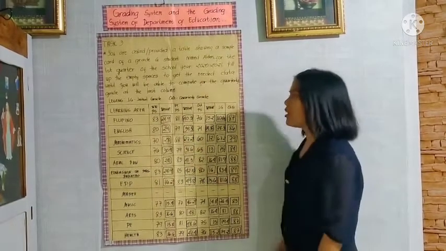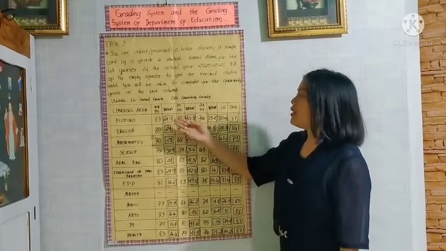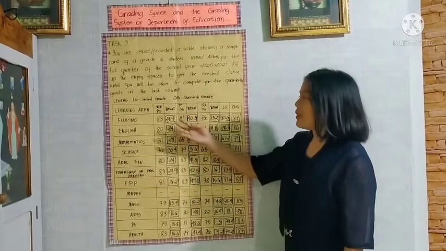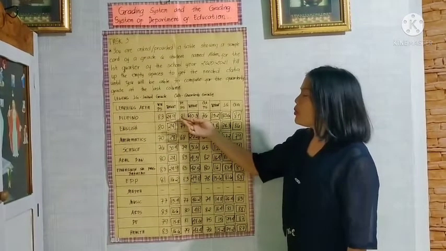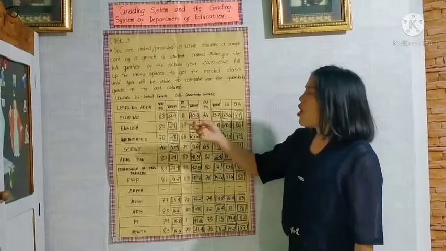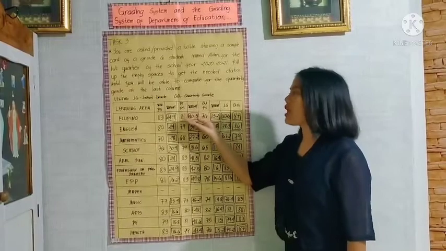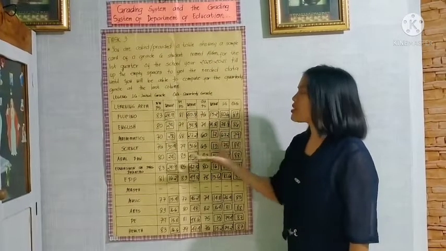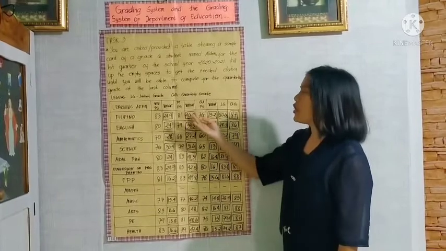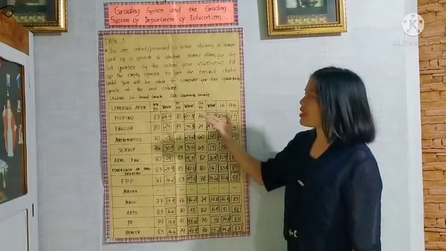So let's proceed to the performance task. We have 81 percentage score in performance task. So to get the weighted score in performance task, we have to multiply 81 by 0.50. So 0.50 is the weighted component in Filipino in performance task. So we have 40.5. This is the total weighted score for performance task in Filipino.